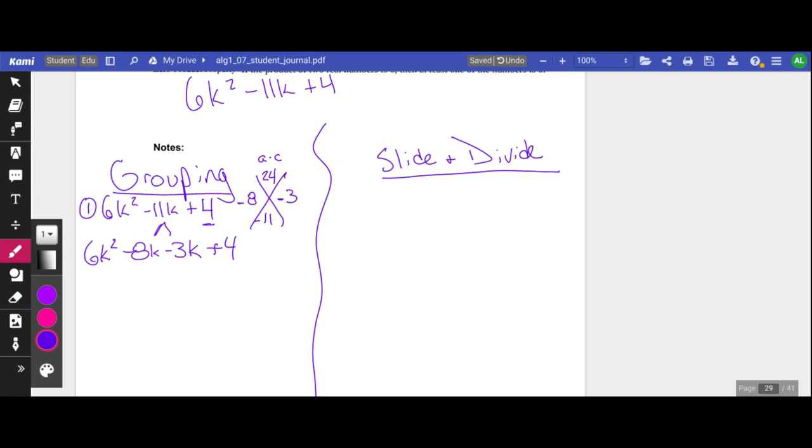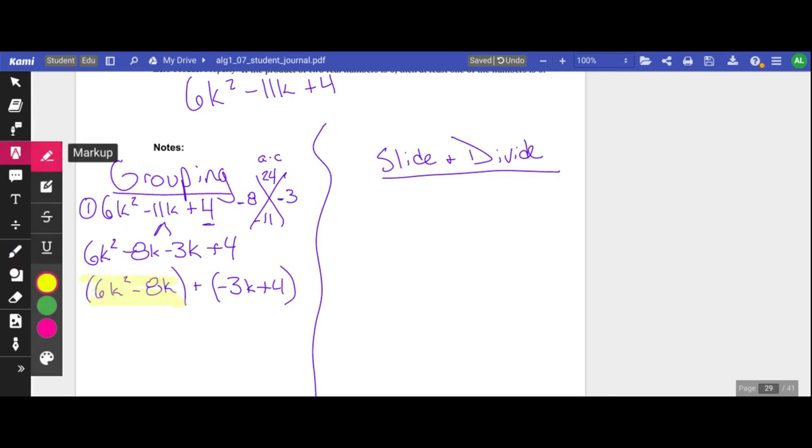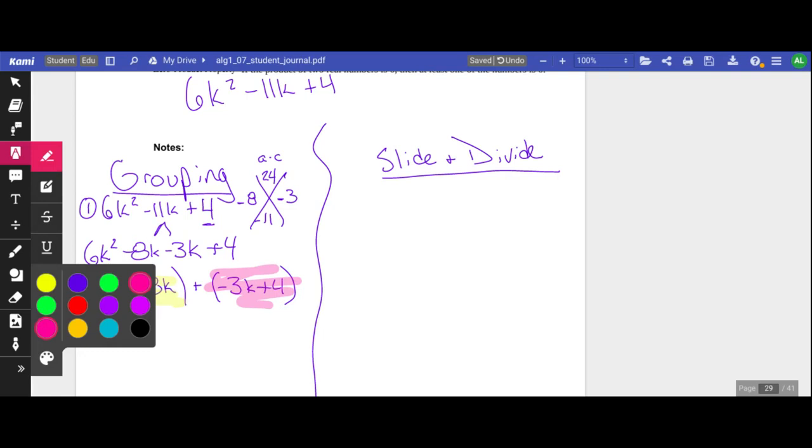So then what I'm going to do is group this first chunk, this 6k squared minus 8k. That's going to be one group, plus negative 3k plus 4. And I know this looks weird. This is not any type of factoring we've looked at before. But essentially what we've got to do here is factor something out of this first group, and then factor something out of this second group.